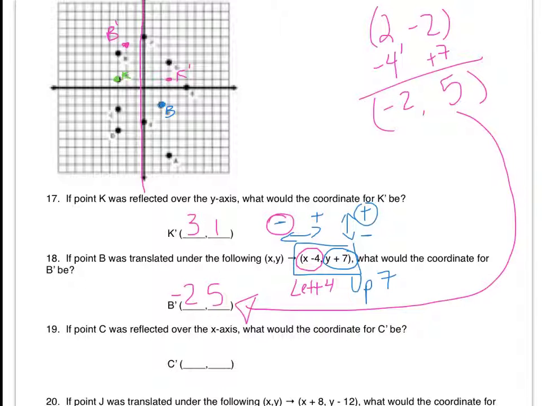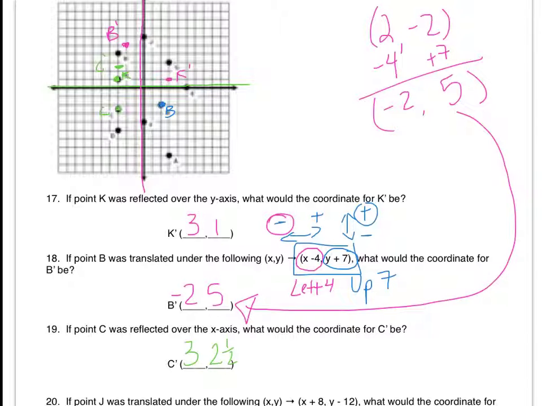Point number 19, if point C, which point C is right here, if it was reflected over the x-axis, so I'm going to draw my x-axis line, what would the new coordinate be? So to get to C, I went down 1, 2, and a half. So I'm going to do the opposite from the x-axis, and I'm going to go up 1, 2, and a half. So my new point is right here in the middle, C prime. So that coordinate is 3, +2 and a half.